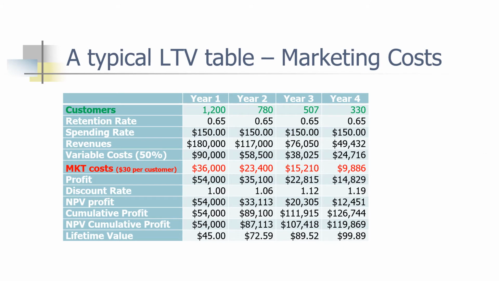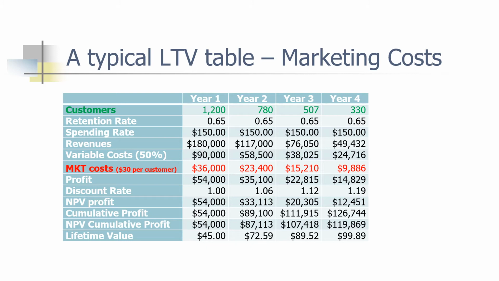Next, I need to be able to calculate marketing costs if they're included in the table. In this case, it's $30 per customer. So how would I calculate marketing costs each year? Well, I'd figure out how many customers I had left for that year, and I would multiply it by 30.